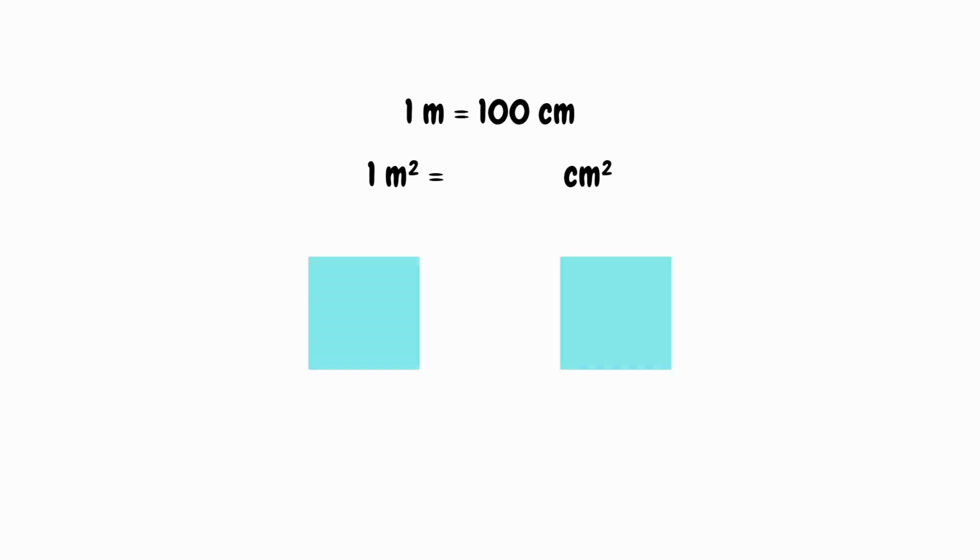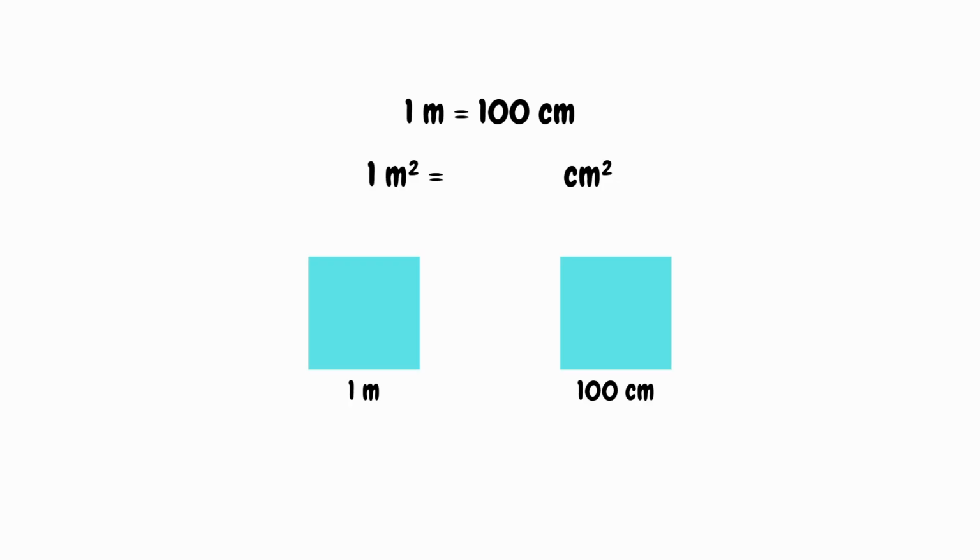So to start with, I'm going to draw two identical squares. And they're both going to be 1 metre in length. So for this first square, I'm going to give it a side length of 1 metre. But for the second square, instead of giving the units in metres, I'm going to give them in centimetres. So I'm going to say that the side length of the square on the right is 100 centimetres.